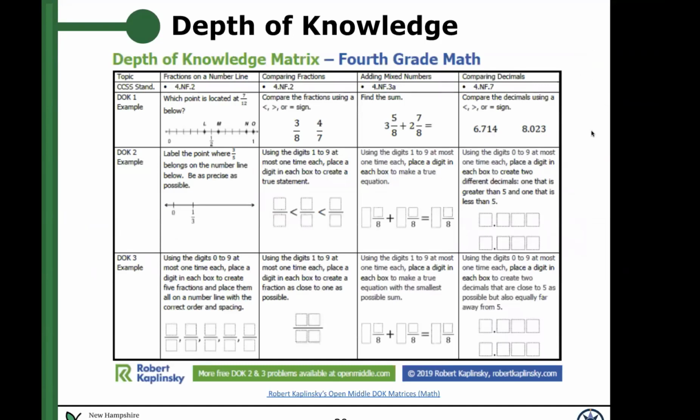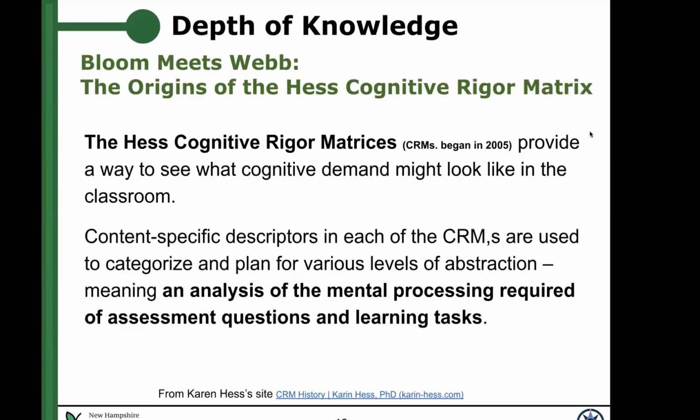Here's an example of the 4th grade matrix, and grades 3, 4, and 5 are all included in the folder that you'll get the link to tomorrow. Okay, so Karen Hess has created matrices that mesh Bloom and Webb together. So in looking at those matrices, and those 2 are in the folder, we can see what the cognitive demand might look like in the classroom along with Bloom's taxonomy.